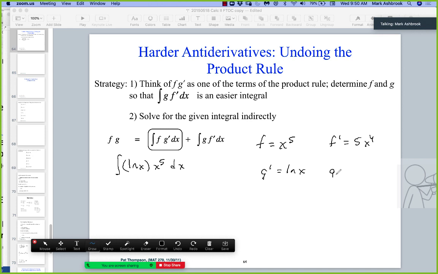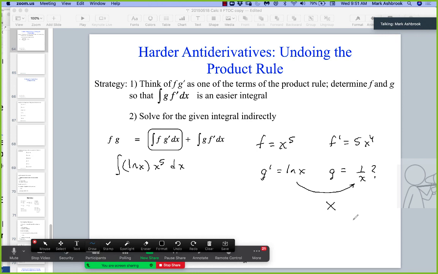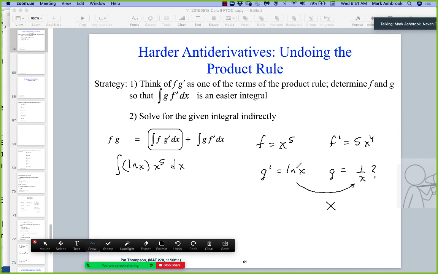And what's g? 1 over x. Is that right? I don't think it's 1 over x, because that would be the derivative. The derivative is ln x. Right, so do you see that this is not correct? 1 over x is the derivative of natural log of x. What function, if we take the derivative of it, gives us natural log of x? That's what we're asking here.